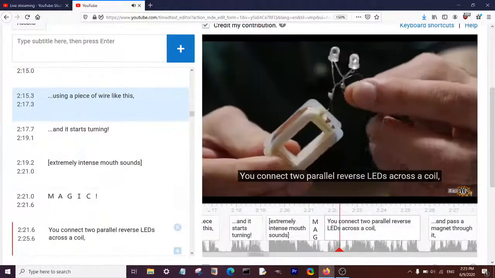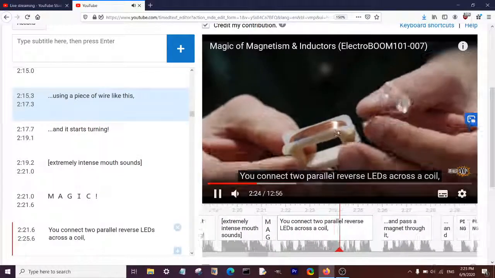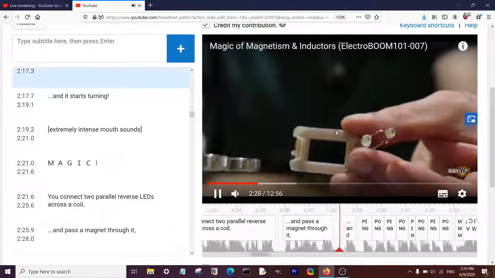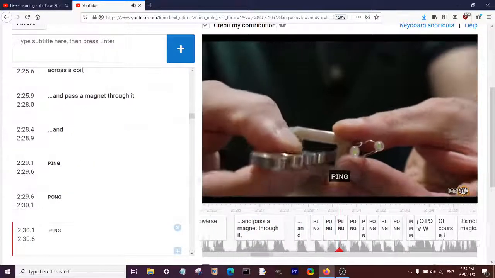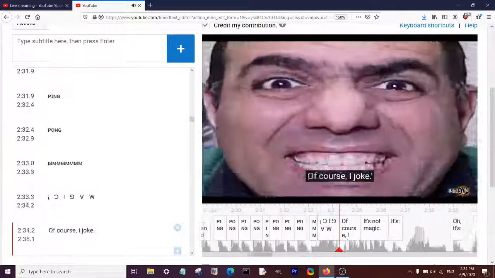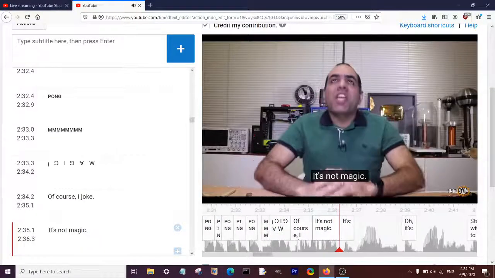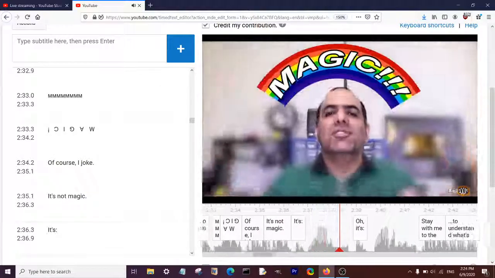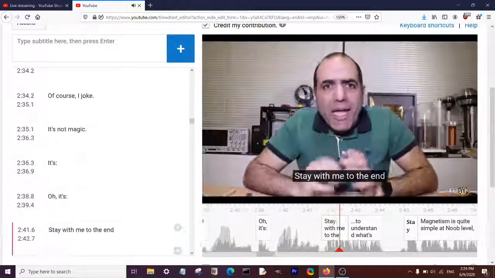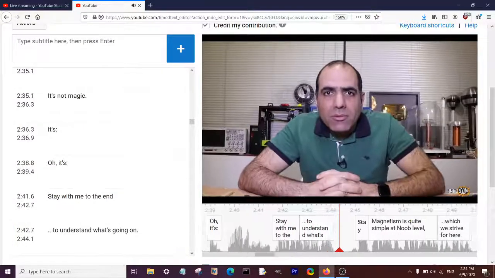Magic. You connect two parallel reverse LEDs across a coil and pass a magnet through it, and ping pong, ping pong, ping pong. Magic! Of course I joke, it's not magic, it's magnetism. Stay with me to the end to understand what's going on.